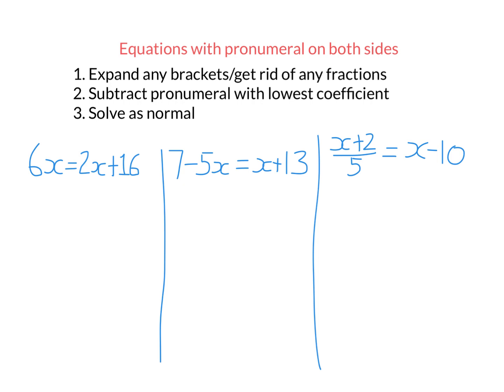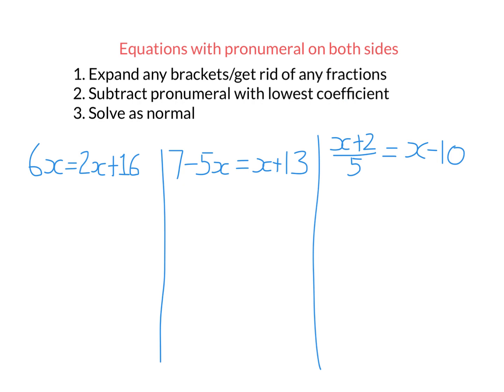So we need to do these equations a bit differently. We do them by solving according to these three steps. First, you need to expand any brackets or get rid of any fractions if there are any. Secondly, you need to subtract the pronumeral with lowest coefficient, lowest number in front of.